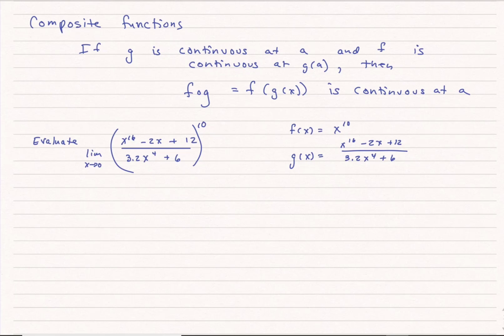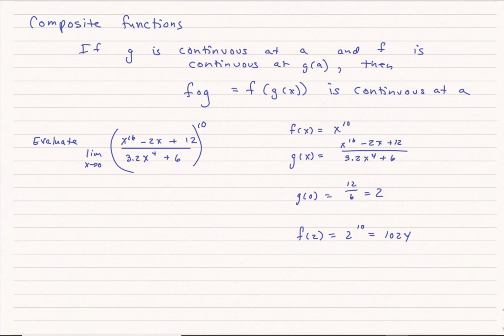My g of x, that's simply a polynomial over a polynomial, or a rational function. I can use direct substitution into this. So if I'm looking at when x approaches 0, g of 0 is simply equal to 12 over 6, or the number 2. Now all I have to do is determine if f of x is continuous at 2, and it certainly looks like that. So now I know that f of 2 is 2 to the 10, or 1024.